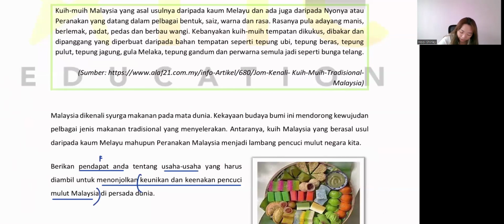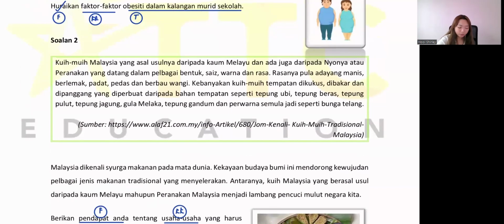Okay, so basically, karangan pendapat, karangan fakta, normal essay, not ucapan, not syarahan. Kata kunci is your usaha-usaha. Then after that, this is the topic, isn't it? Okay. Then we finish the TKKF. Look at this one. Maklumat tambahan. Kuih-muih Malaysia, asal usulnya kaum Melayu dan Nyonya. This is what? Pengenalan. So the entire sentence here is your pengenalan. Rasanya pula ada yang manis, berlemak, padat, pedas, berbau wangi. Intro. Kebanyakan kuih-muih tempatan dikukus, dibakar. They are telling you how it's being made.